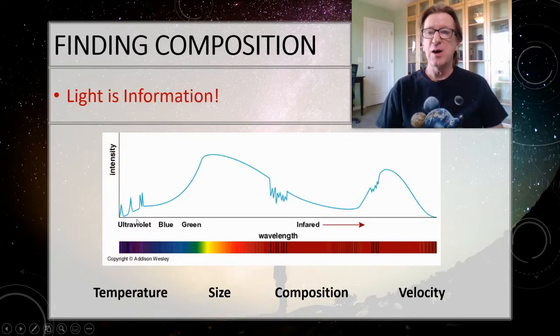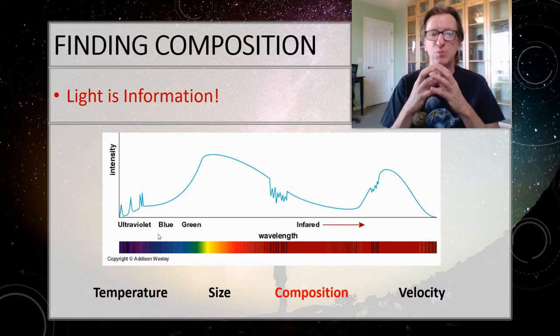So we've talked about how we get information from light. We've talked about how to find the temperature. We've talked about how to find the size. And today we're going to talk about how to find the composition, what it's made out of. Composition is what that substance is.